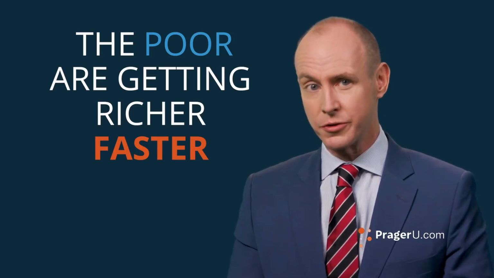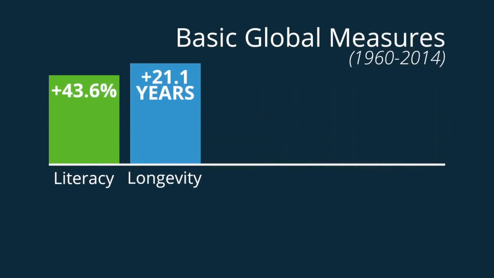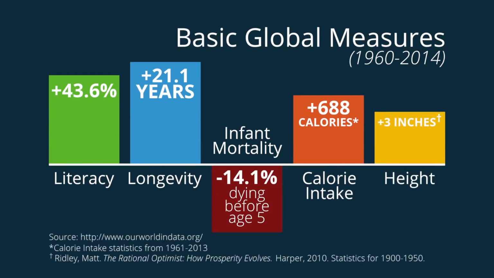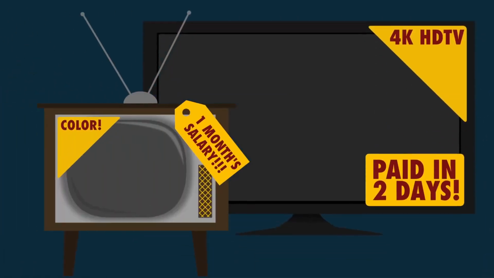And what's driving that process? The market. Look at the most basic measures: literacy, longevity, infant mortality, calorie intake, height. More and more people are being lifted out of poverty. I think of the changes just in my lifetime. When I was born in 1971, an American worker had to earn a month's salary to be able to afford a TV set. Now it's 2 days.